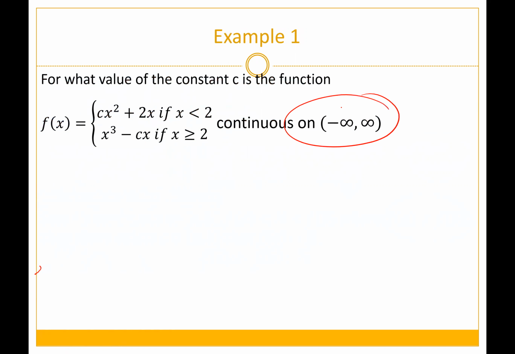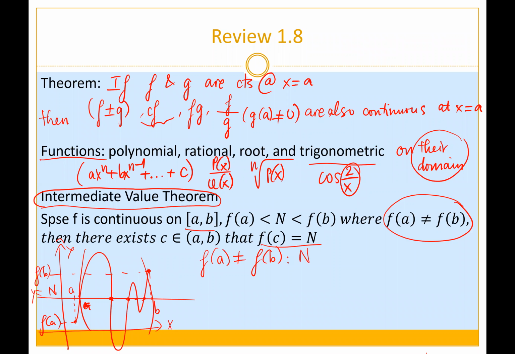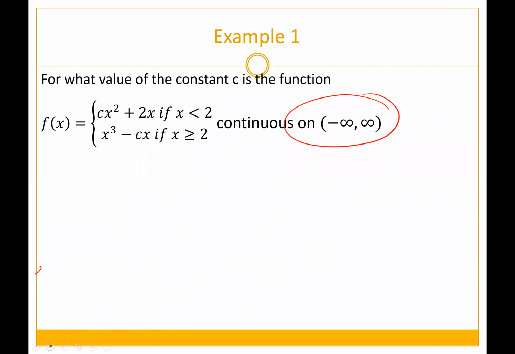And when I say continuous on negative infinity to infinity, basically it's just another way to say continuous everywhere. In this case, we should focus on the special point, because as you can see, when x is smaller than 2, it is a polynomial, and it is always continuous on its domain. And what is the domain of a polynomial? Where is it defined? Well, you can plug in any number, and there will always be a value for it. So it means it's continuous everywhere when x is smaller than 2.